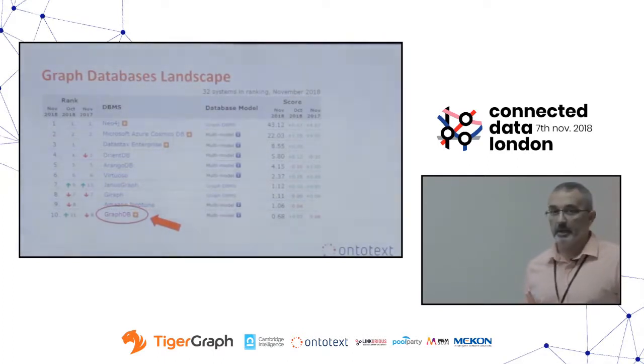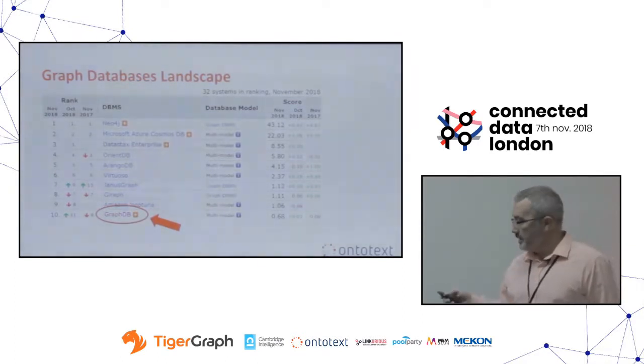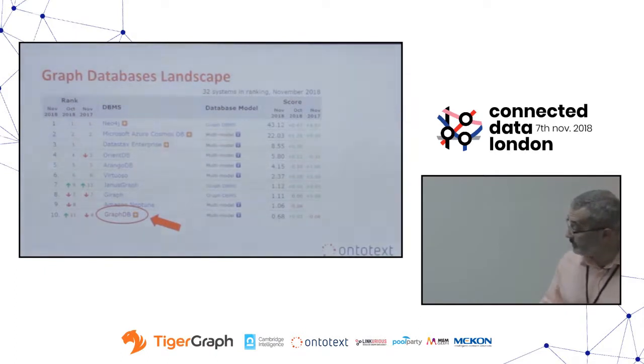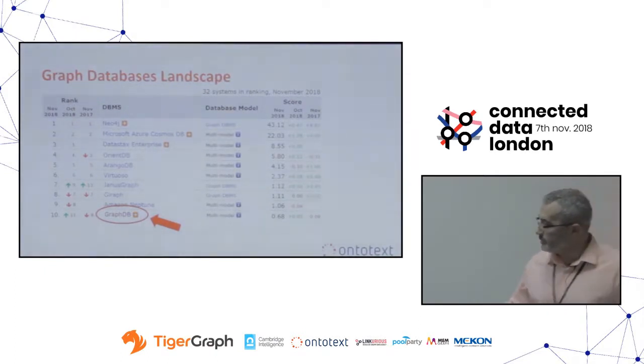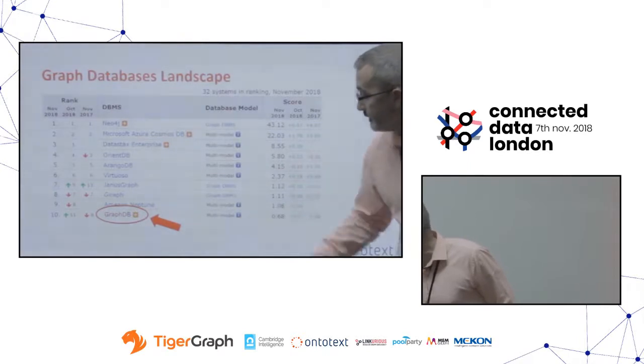So we are best known for our database engine. It's called GraphDB, and it is in the top graph databases. You see in this ranking, you have very few triple stores, probably only Virtuoso and ourselves.